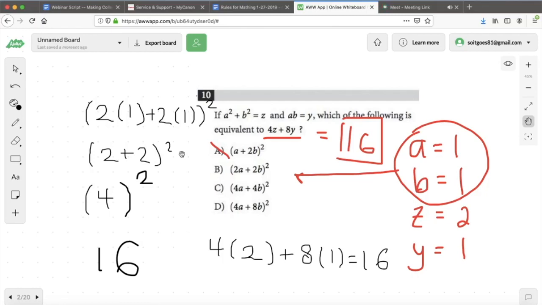And then answer choice D, is that going to give us 16? No, that's going to give us 12 squared, which I think is 144, but it's not 16 at the very least. So we can eliminate answer choice D as well. And we can confirm it. It is indeed answer choice B. Any questions about that, guys?